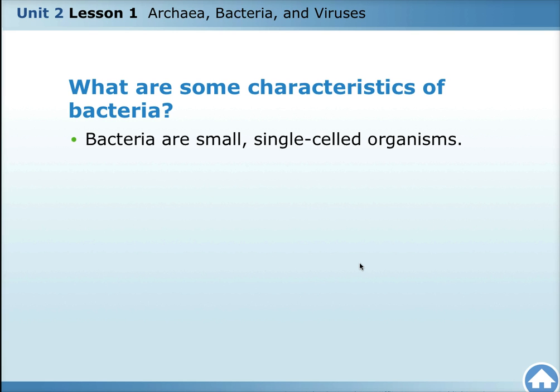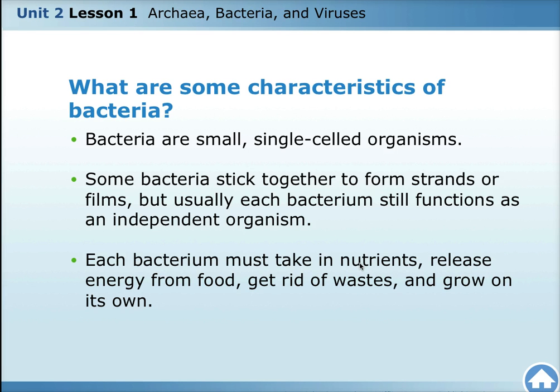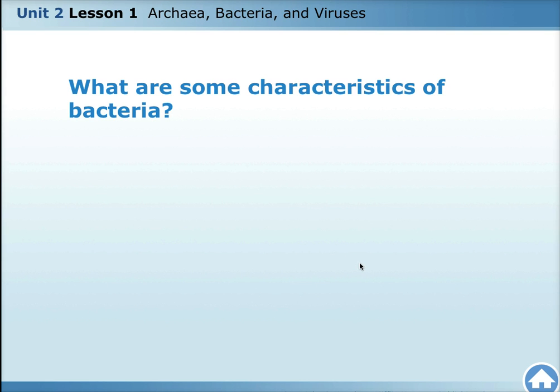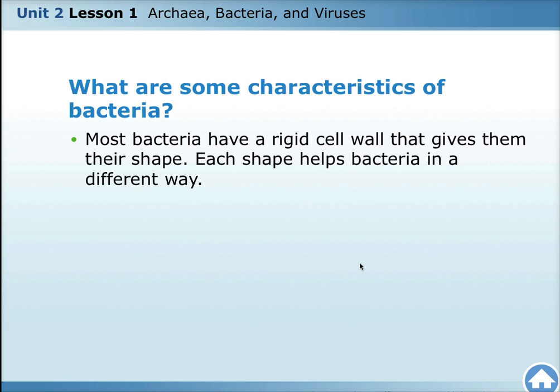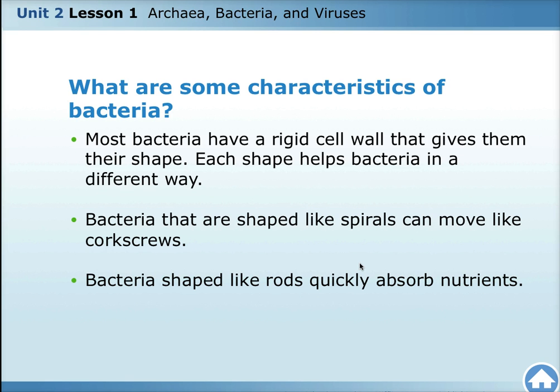Bacteria are small, single-celled organisms, or unicellular. Some bacteria stick together to form strands or films, but usually each bacterium still functions as an independent organism. Each bacterium must take in nutrients, release energy from food, get rid of wastes, and grow on its own. Most bacteria have a rigid cell wall that gives them their shape. Each shape helps bacteria in a different way. Bacteria that are shaped like spirals can move like corkscrews. Bacteria shaped like rods quickly absorb nutrients. Round bacteria do not dry out quickly.